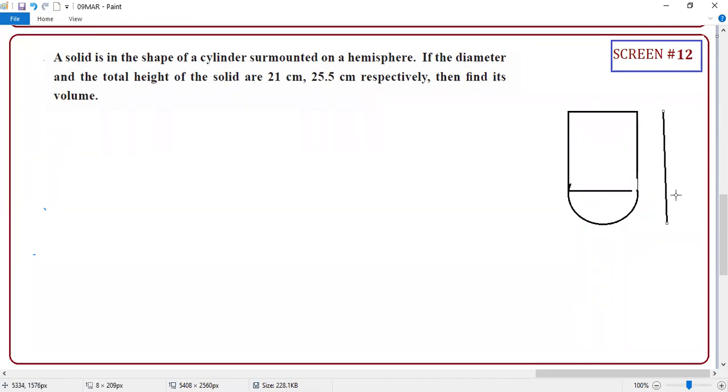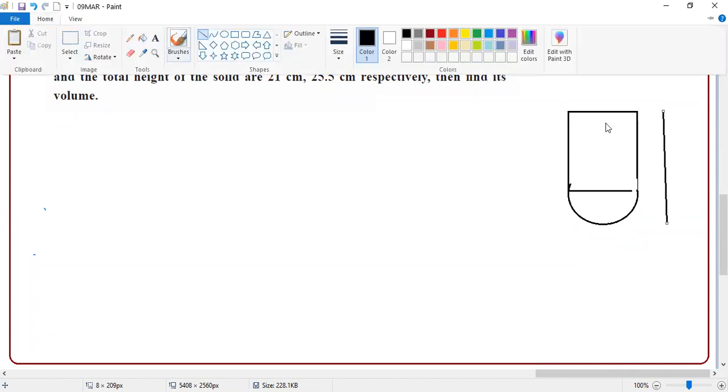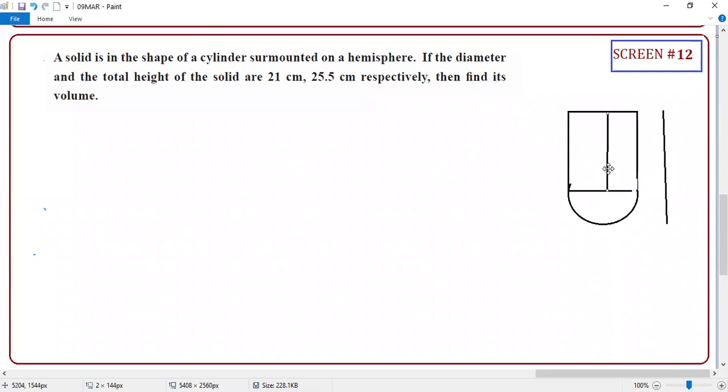Clear? And they are telling the diameter. That's all, student. Now you need this height separate. Okay, good. So ready? Start. Sir, this diagram is mandatory. Diagram is not mandatory, okay, but it's good. You can write the given data, okay.